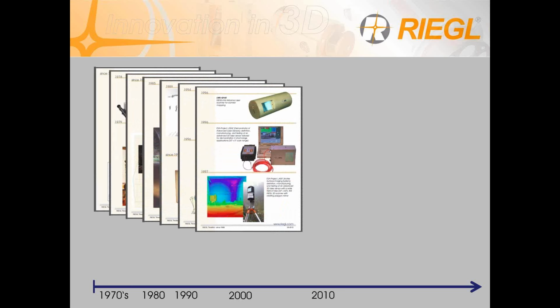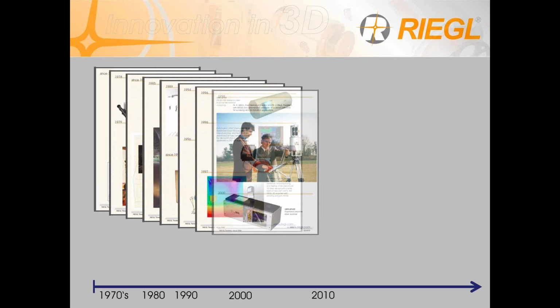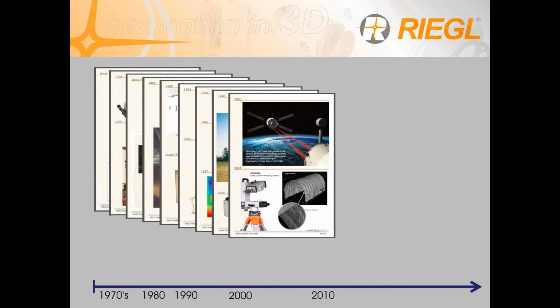In the mid-90s, we released our first airborne system. 1997, we produced our first 3D laser scanner for the European Space Agency. In 1998, we commercialized the technology to make our first Z-series laser scanner. In 2000, we launched a Space Agency initiative, so there are Riegls in space now.